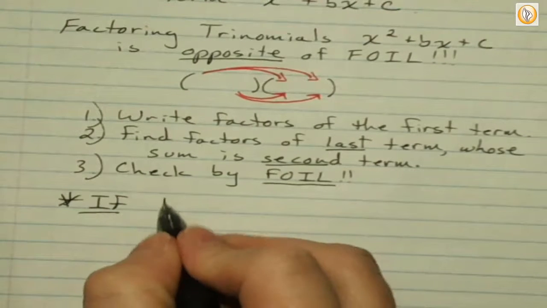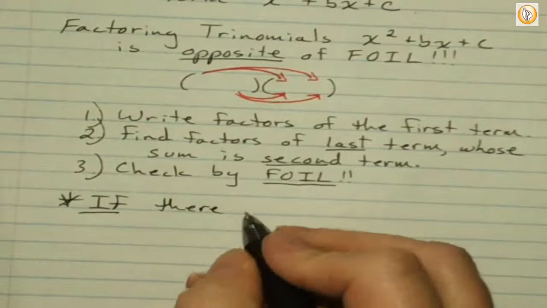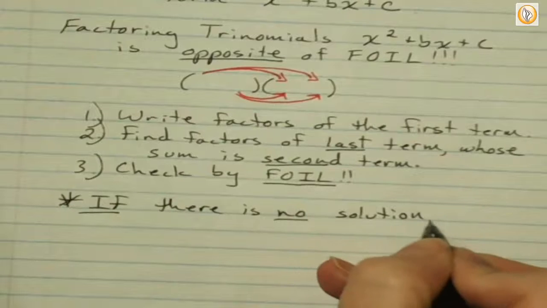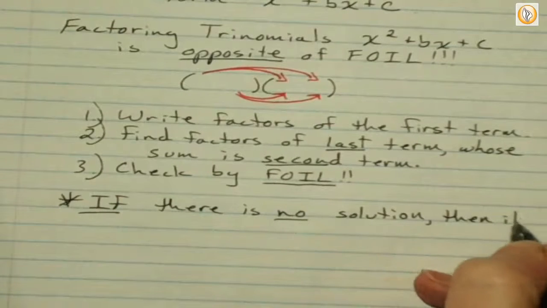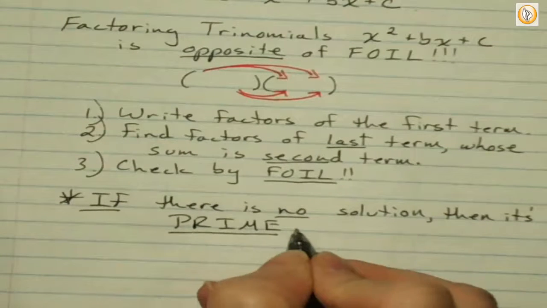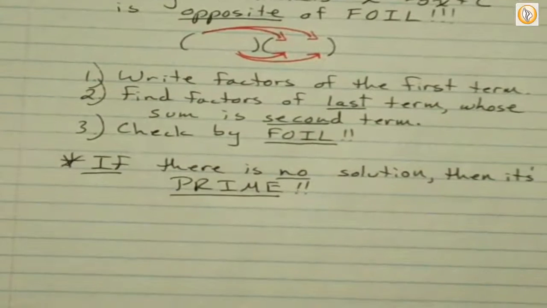If there is no solution, then it's prime. And you're gonna hate that because you're gonna sit there and work it and work it and work it and work it, and all of a sudden you're gonna realize it's prime after all this time. So I will tell you, yes, you will have homework that will end up being prime after a lot of work. I will not do that to you on a test or quiz.